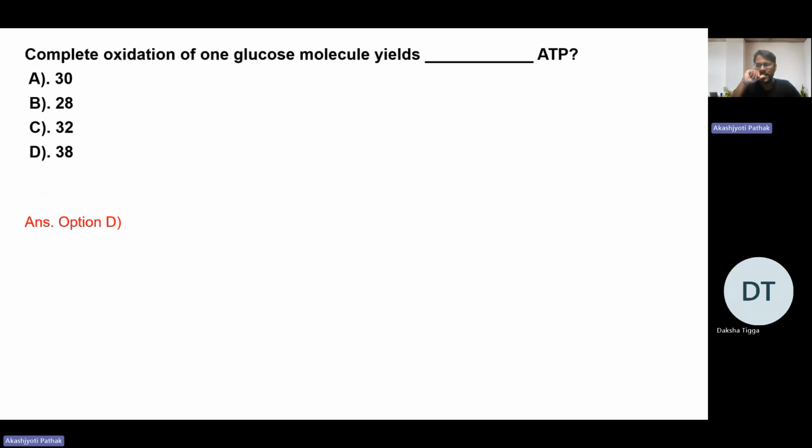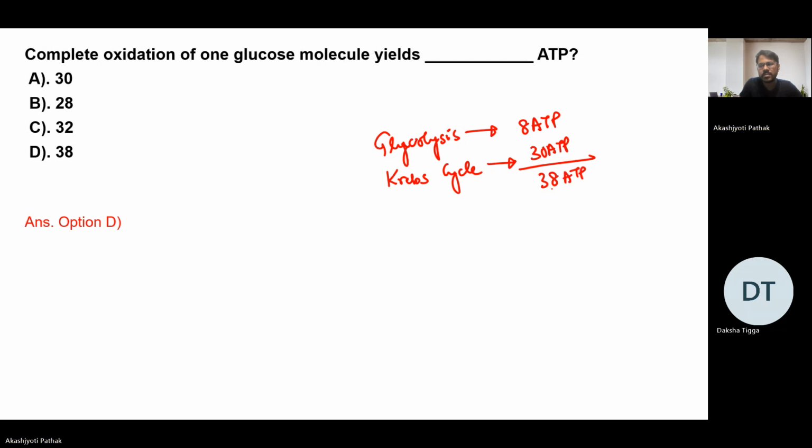Answer is option D. Then, complete oxidation of one glucose molecule yields how many ATP molecules? From glycolysis, how many ATP molecules did you get? From glycolysis, you were getting 8 molecules of ATP, and from the Krebs cycle, you were getting 30 molecules of ATP. That is why the total number of ATP molecules is 38. So remember the steps in glycolysis and the steps in the Krebs cycle that we covered just now.